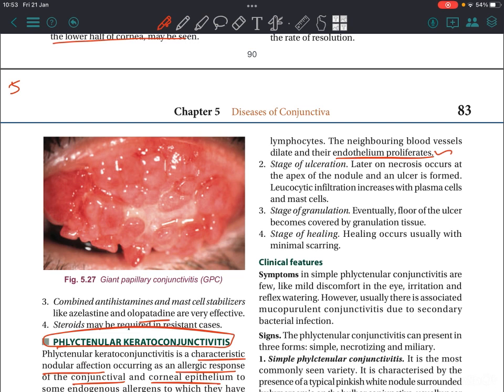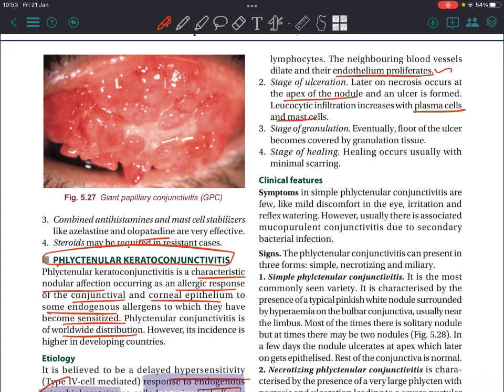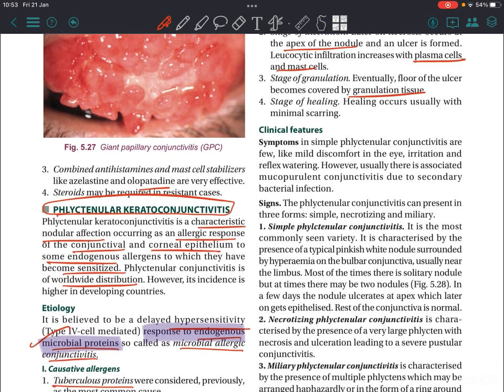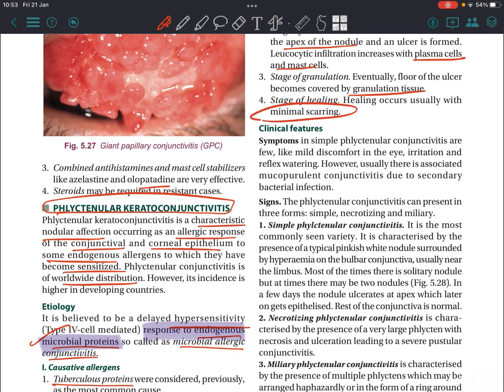Stage of ulceration. Later on, necrosis occurs at the apex of the nodule and an ulcer is formed. Leukocyte infiltration increases, with plasma cells and mast cells. Stage of granulation. Eventually, the floor of the ulcer becomes covered with granulation tissue. Stage of healing. Healing occurs usually with minimal scarring.